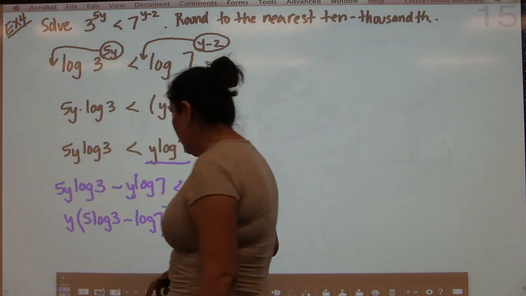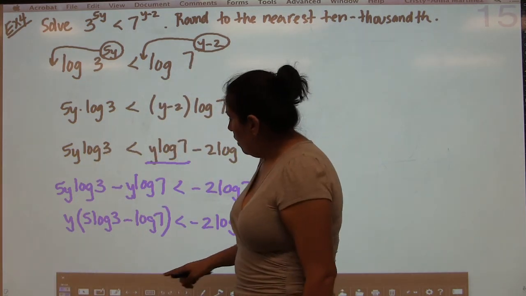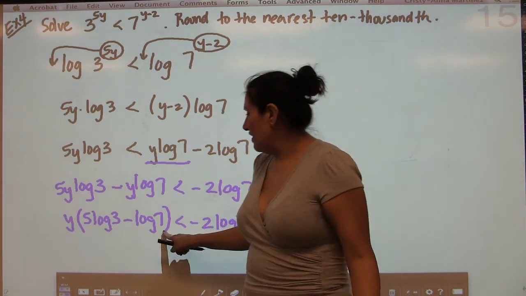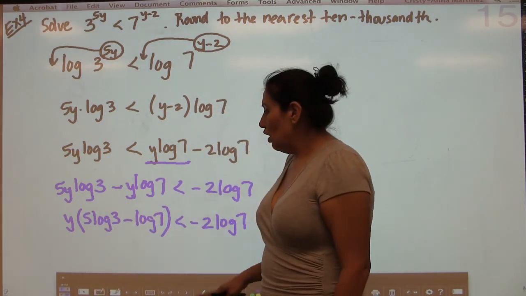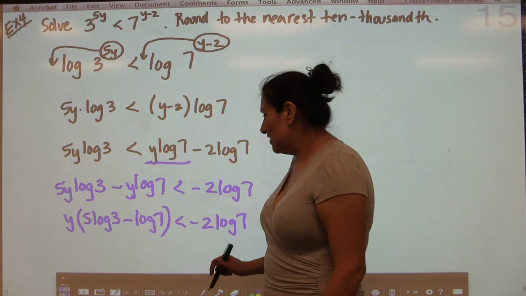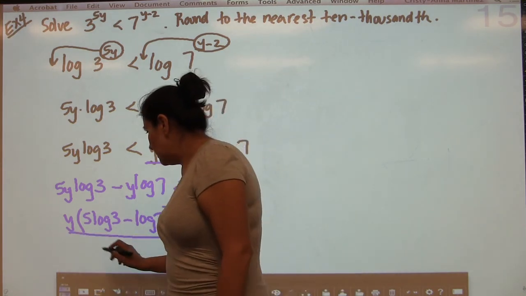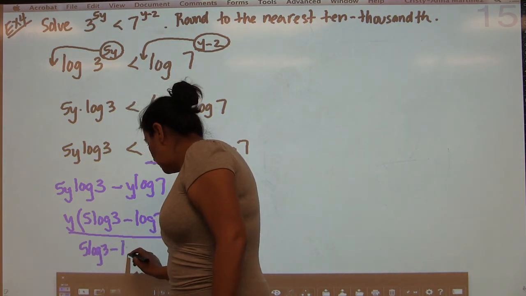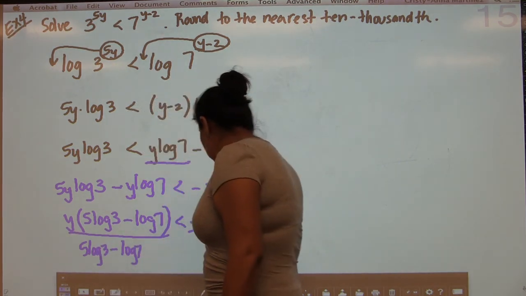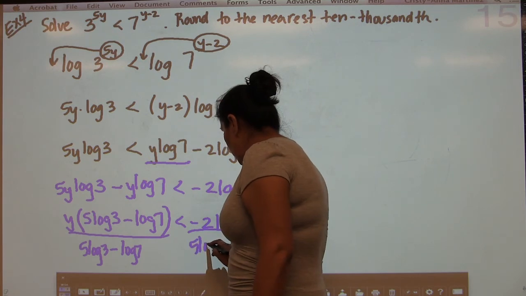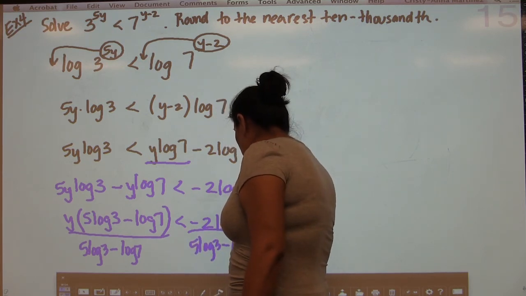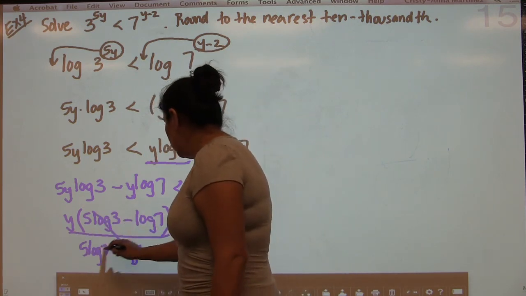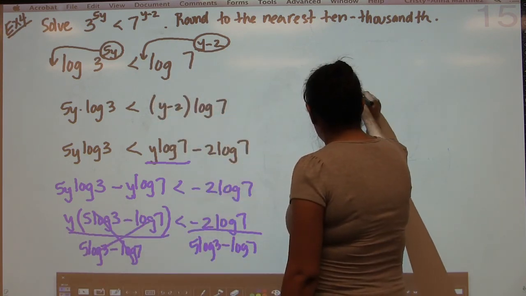And even though this might seem kind of confusing to you, all of the part that's in parentheses is just basically a number. We can type all this into the calculator later. So it's all just a number. So because it's all just a number, we can just divide by that entire thing. 5 log 3 minus log 7 on both sides. 5 log 3 minus log 7. And then that cancels, and you get that y is less than.